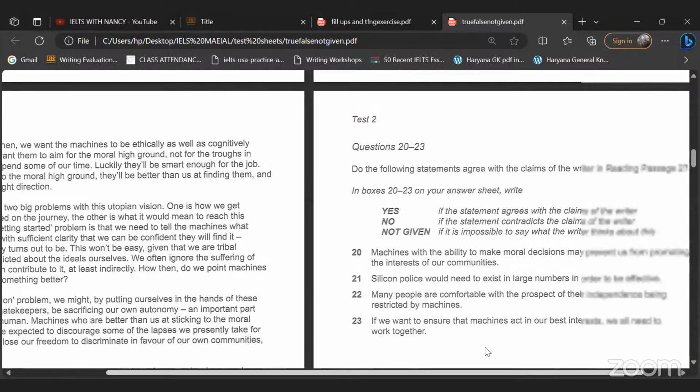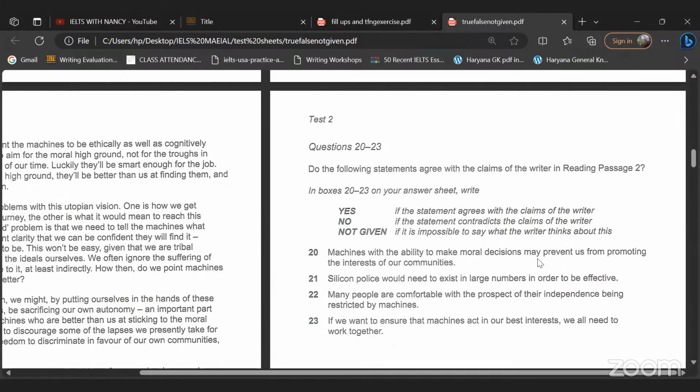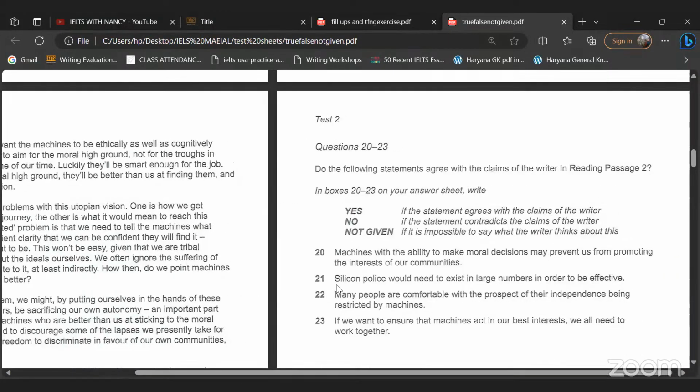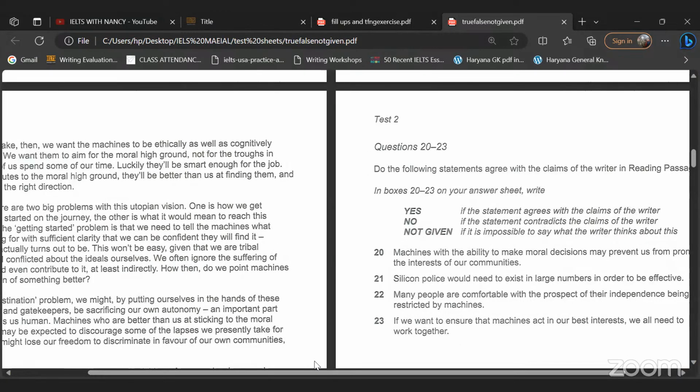They are saying machines with the ability to make moral decision may prevent us, yes, finding them and steering us in the right direction. Okay? From promoting the interest of our community. So the answer has to be yes. Is that clear?